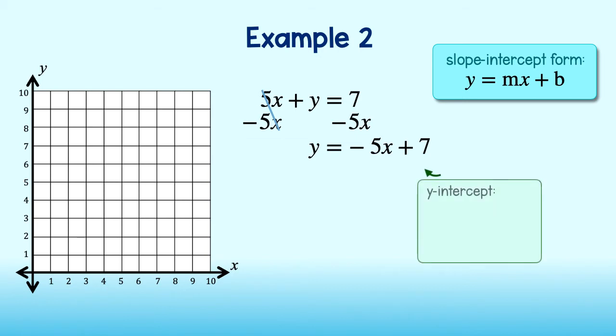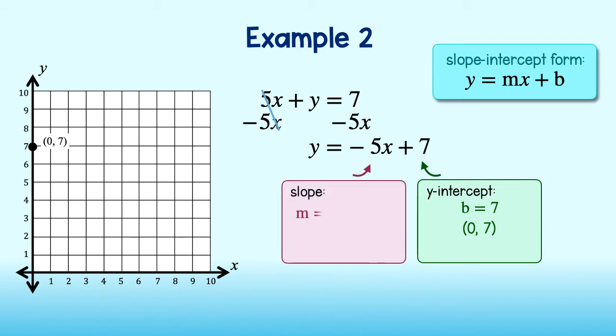I see the y-intercept is 7, so the first point on my graph will be (0, 7), right over here. The slope of the line is -5. We can write this as -5 over 1. Now we have directions to our next point. First, I will rise -5. Your first thought might be to go up 5 units, but since this is a negative number, we will do the opposite and go down 5 units.